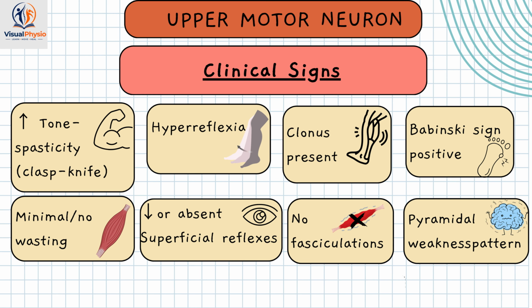So, what does that actually look like in a patient? Here's your upper motor neuron checklist. Increased tone, hyperreflexia, clonus, a positive Babinski sign, minimal to no muscle wasting, decreased or absent superficial reflexes, no fasciculation, a pyramidal pattern of weakness. Notice the theme here. Everything is turned up. Tone is up, reflexes are up, clonus is present. That's your upper motor neuron picture.